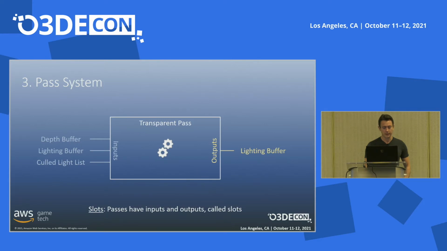So, a closer look at what a pass looks like. This is, for example, a transparent pass. It has inputs and outputs. These inputs and outputs are called slots. The input to the transparent pass includes the depth buffer and the lighting buffer and the light list, and at the output we have the new lighting buffer with the transparency rendered to the scene.